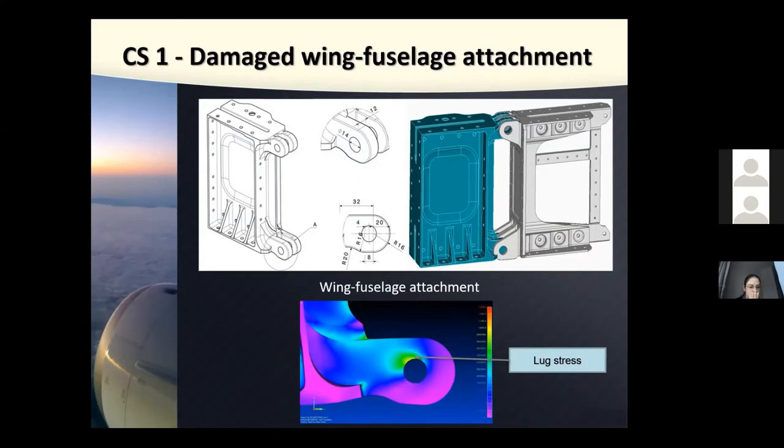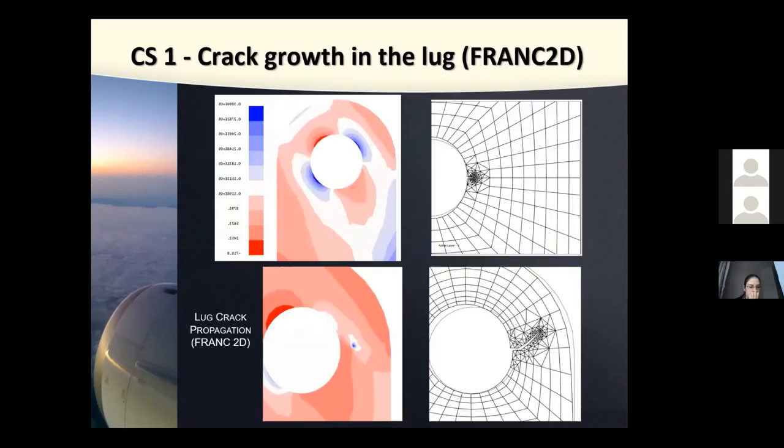And the first step, so I told you this was a project and I was a part of that project 10 years ago. And at that time, we had only Franc 2D. And my first analysis of this component, of this lug, was in Franc 2D. As you can see here, I simulated first the load to get the area of the highest stress, which is very close to the area of, I mean, that 3D lug. And then I simulated crack growth.